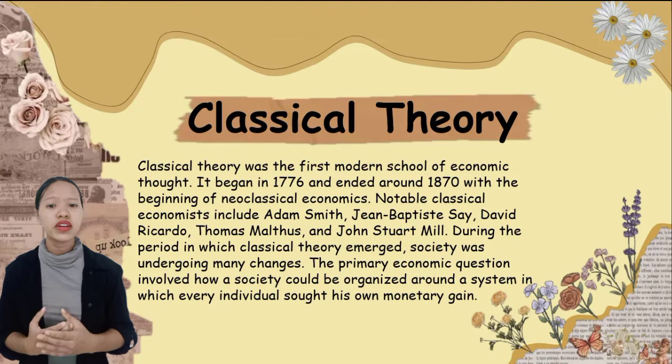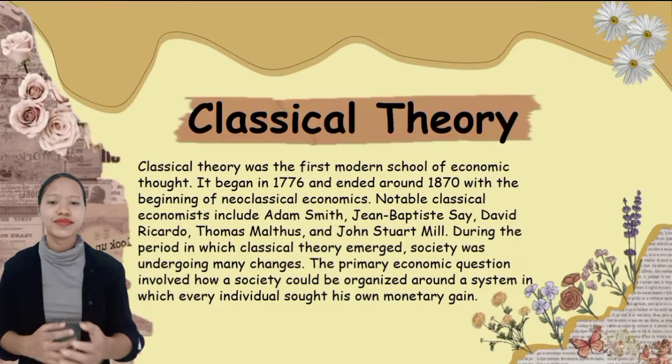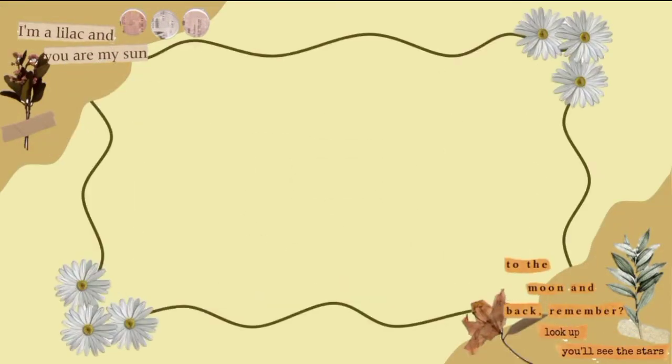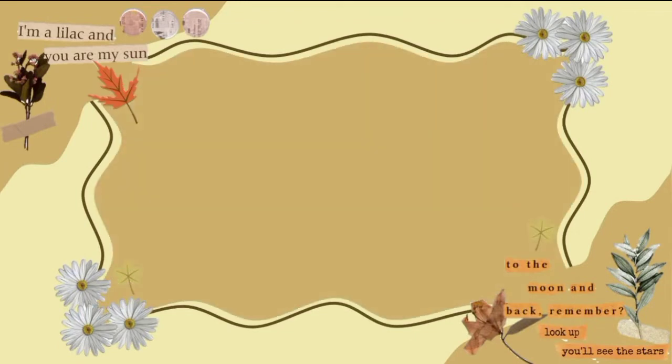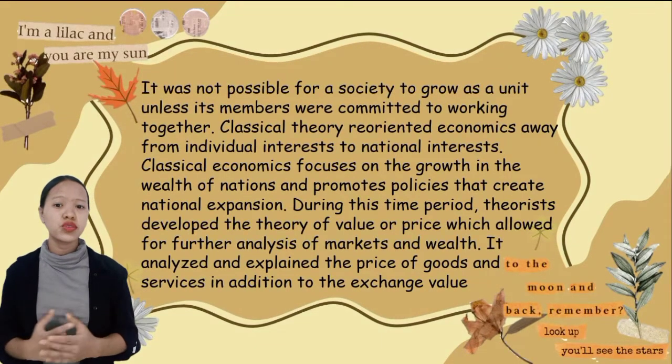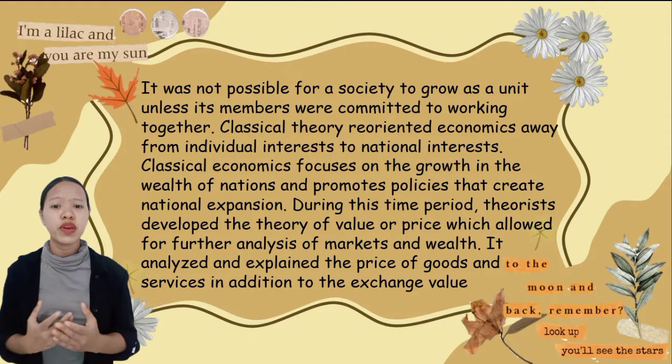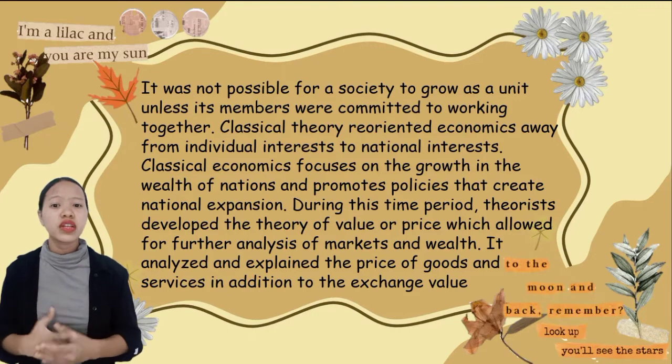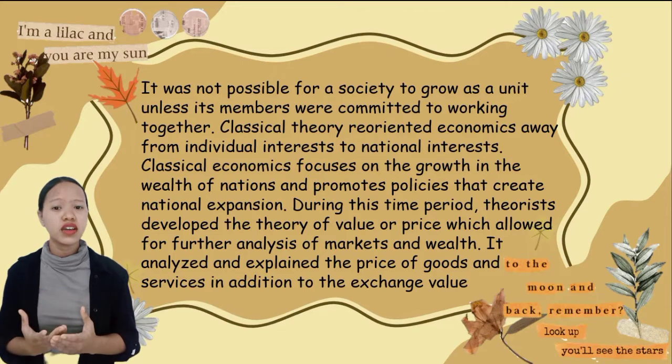And then the primary economic question involved how a society could be organized around a system in which every individual sought his own monetary gain. So it was not possible for a society to grow as a unit unless its members were committed to working together. So dili posible para sa usa ka society nga moasenso unless ug naay mga members nga magtinabangay jud. So classical theory reoriented economics away from individual interest to national interest. So ang classical theory nag-reorient daw ni siya gikan sa mga individual nga interest then nahimo nga pang national na nga mga interest.